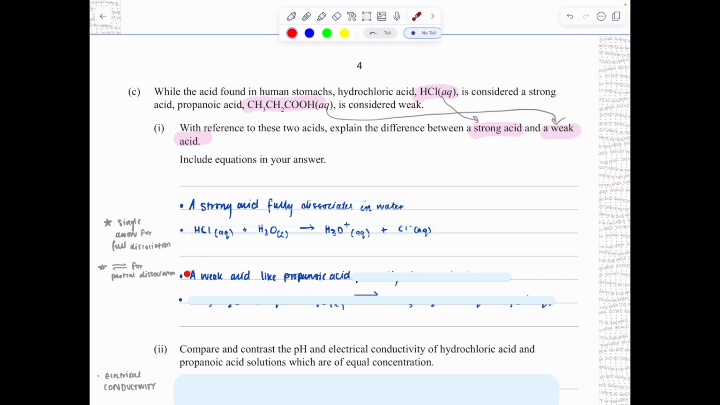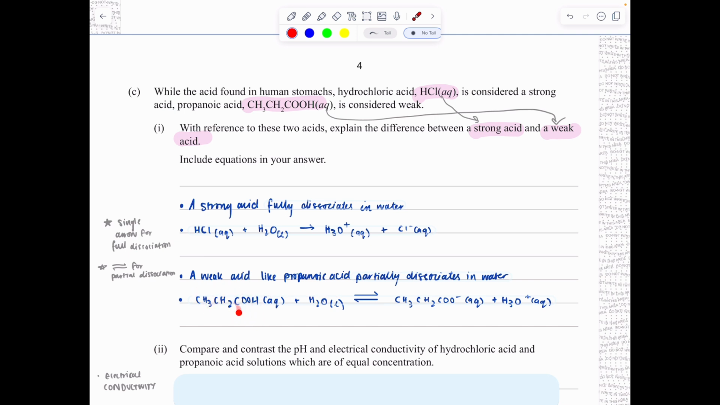Next thing. A weak acid, like propanoic acid, what is it going to do in water? It's going to partially dissociate in water, okay? Which is why we have to use an equilibrium arrow in the reaction, because it's only partially dissociating. Some of this acid is still intact, okay?